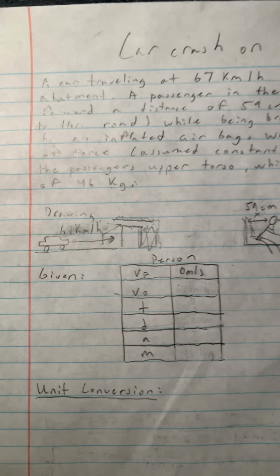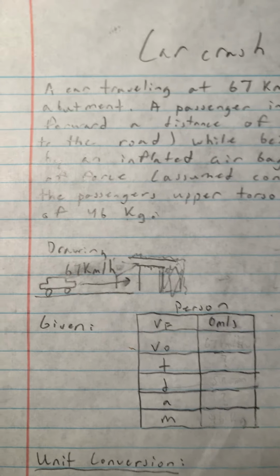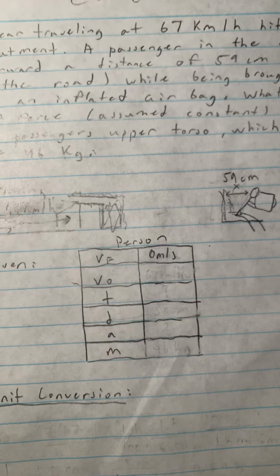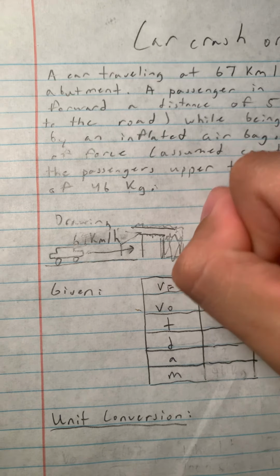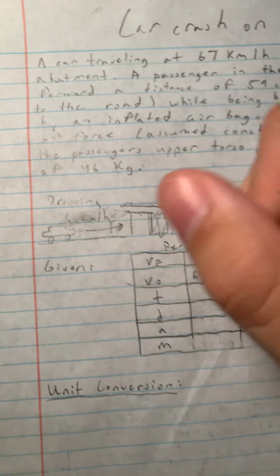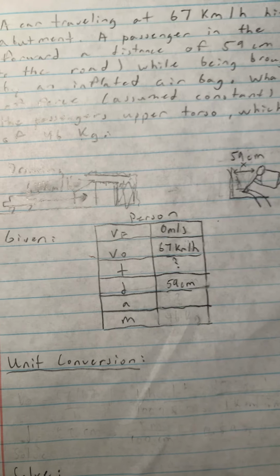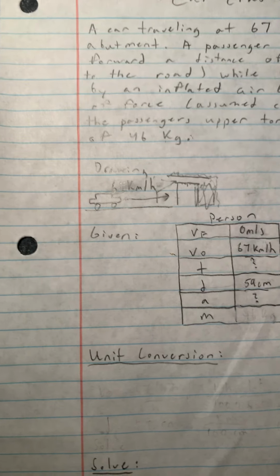So now let's go to the given. For the given, the final velocity is 0 meters per second because once the passenger hits the airbag, they come to rest. Then for the initial velocity, since that's what the car is going at, it would be 67 kilometers per hour. For time, we do not know. For distance, it would be 59 centimeters. And then we're trying to find the acceleration in order to find the force. And then for mass, it would be 46 kilograms.